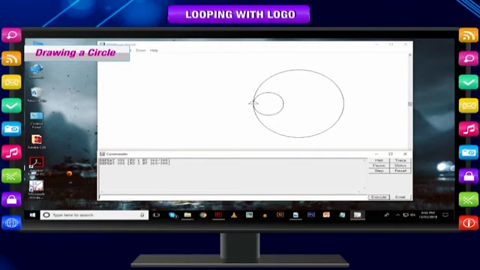If you turn right while drawing a polygon, the polygon will be drawn at the right side of the turtle position. If you turn left while drawing a polygon, the polygon will be drawn at the left side of the turtle position.